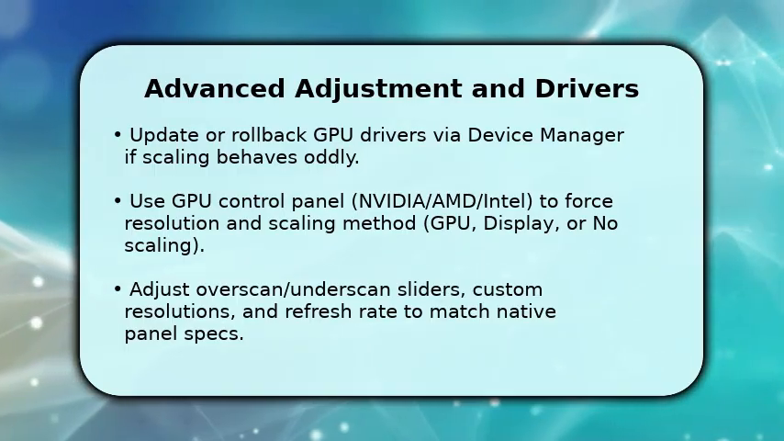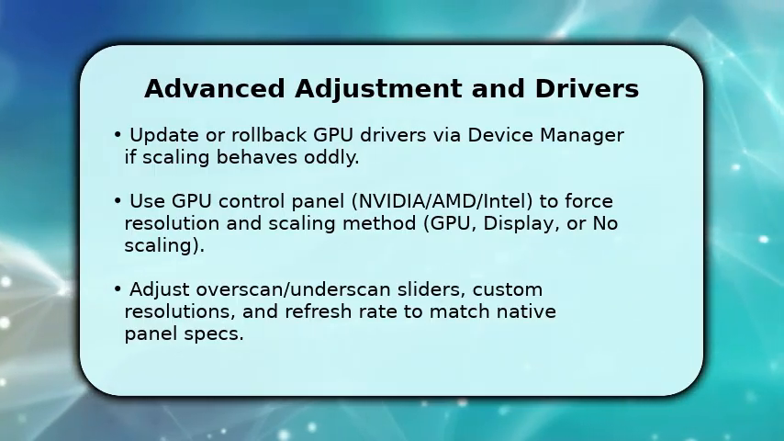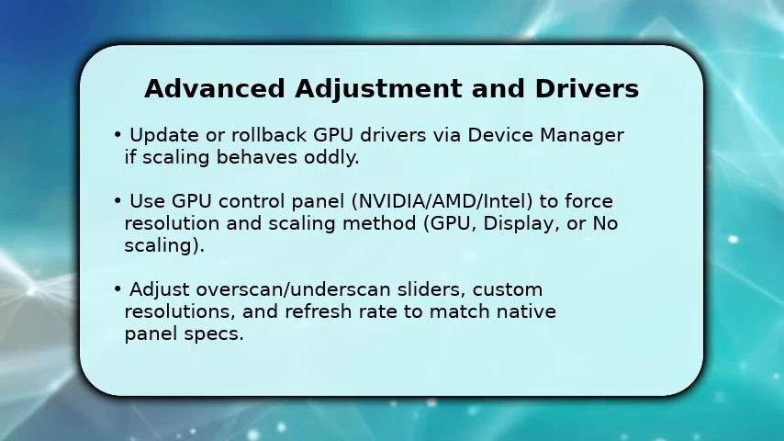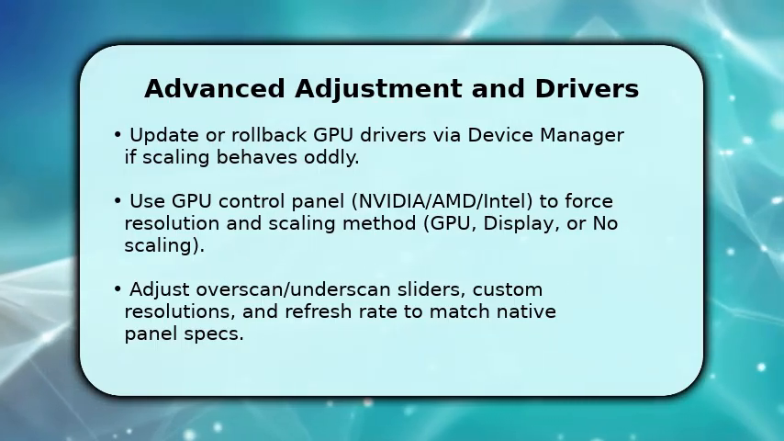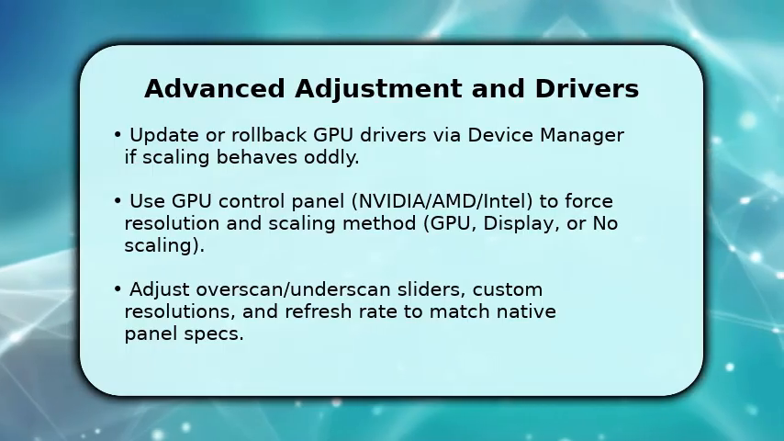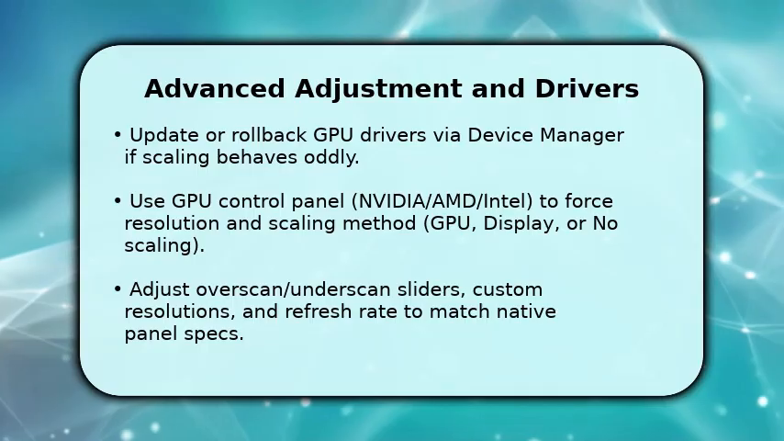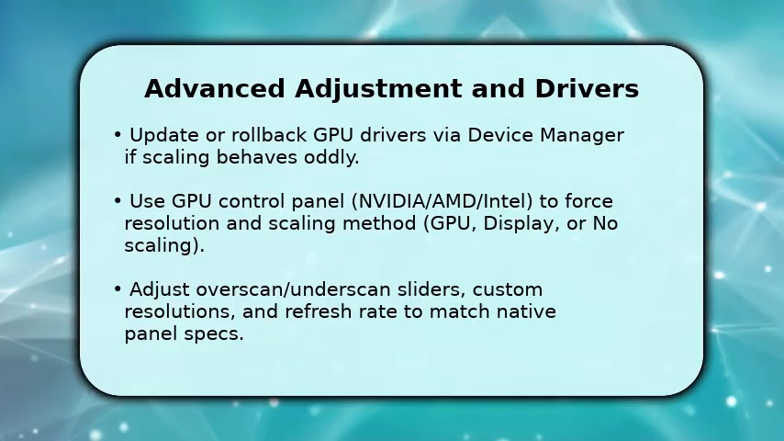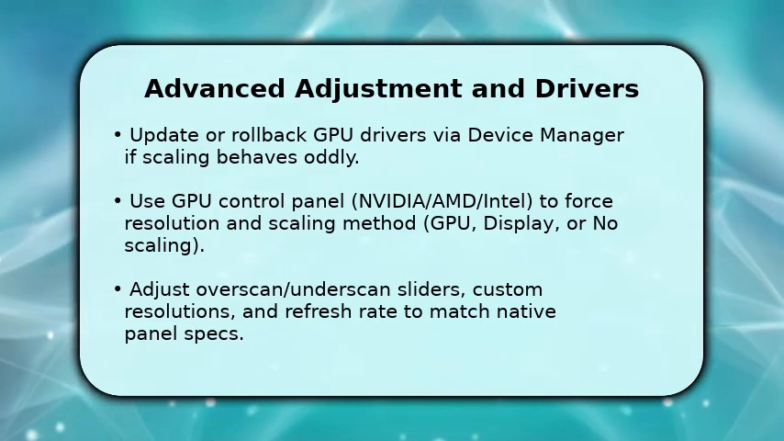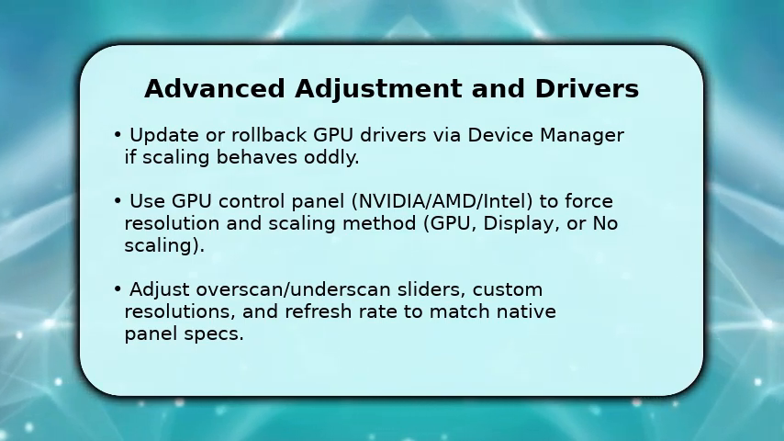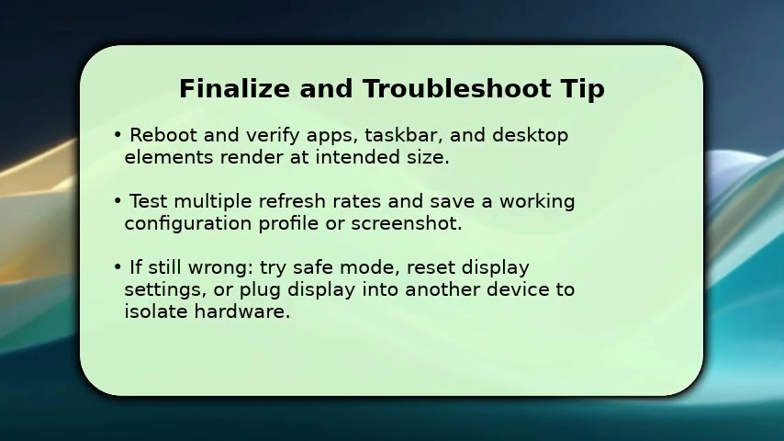Open the GPU control app and set the scaling mode. Use display scaling if you want the monitor to manage pixels, GPU scaling if apps require it. If edges are cut off, adjust overscan or underscan sliders and create a custom resolution matching the panel's native spec. These changes finish by restarting to apply persistent changes and inspect the UI at normal size.